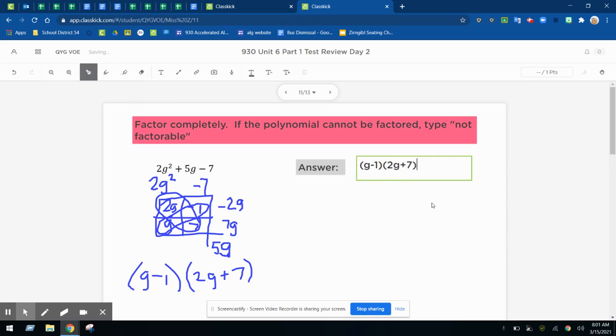If at first you don't get your factor combinations right, that's okay. Just cross off your factor box, erase it, whatever you want to do, and then just start a new one and try a different combination.